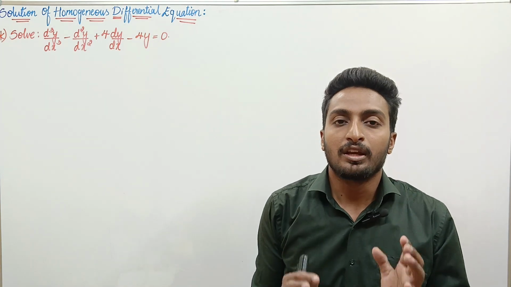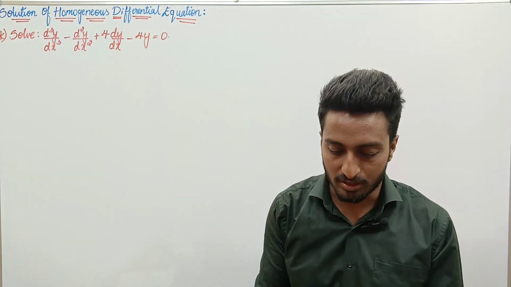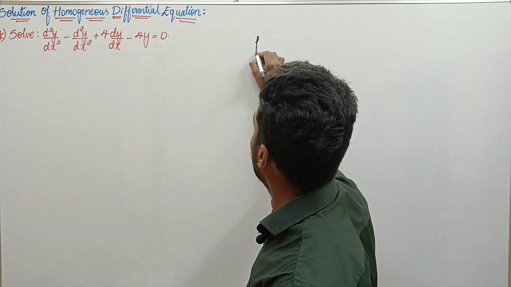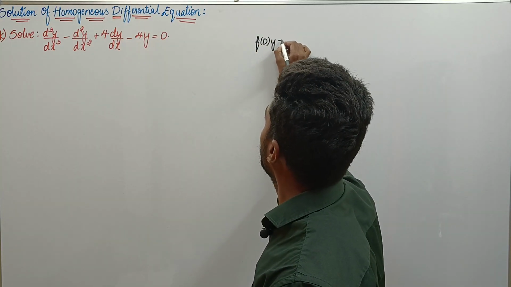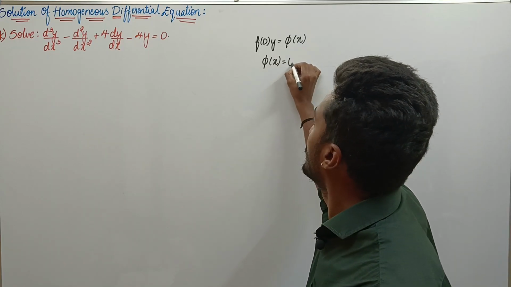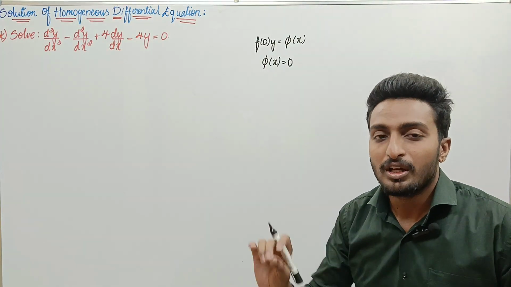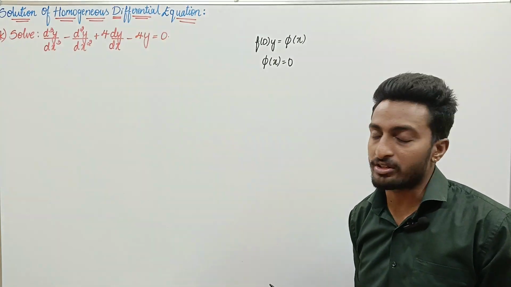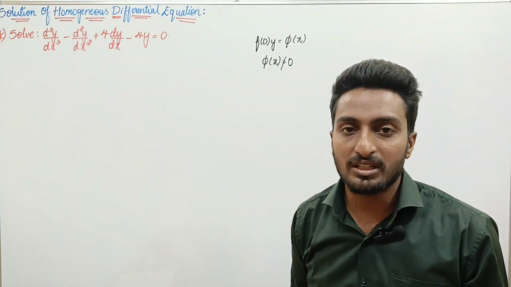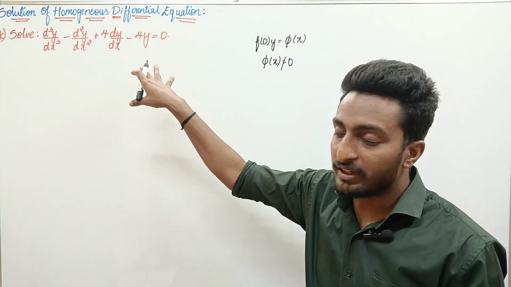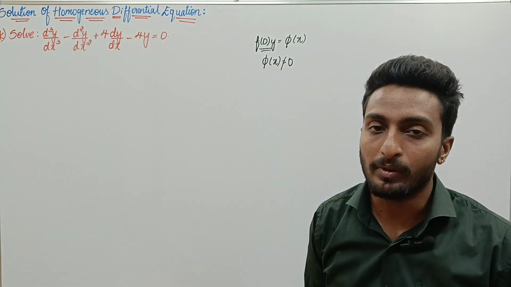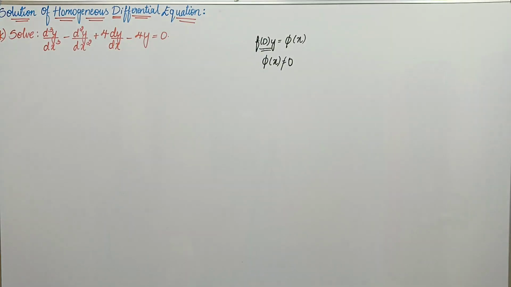First, we are going to represent whether the given equation is homogeneous or non-homogeneous. How? Whenever they give, we are going to represent it in the form of f of D into y equal to phi of x. If phi of x is equal to 0, we call it a homogeneous differential equation. If phi of x is not equal to 0, then we call it a non-homogeneous differential equation. Now, the given differential equation, we are going to represent it in the f of D into y form. How? I am going to show you step by step.